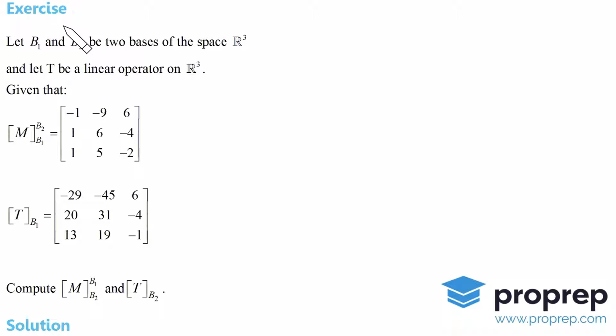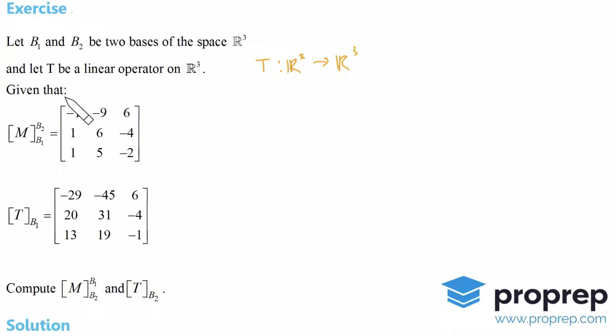In this exercise, we have the vector space R3 and we have two different bases, B1 and B2. And we have T, which is a linear operator on R3. In case you forgot what linear operator means, it just means that it's a linear transformation from R3 to itself, R3 to R3. Now we're given two things.